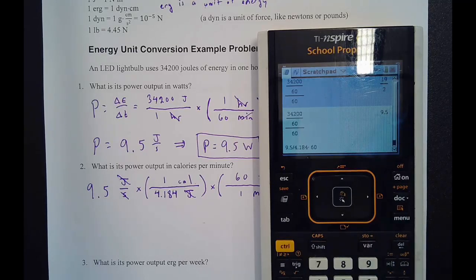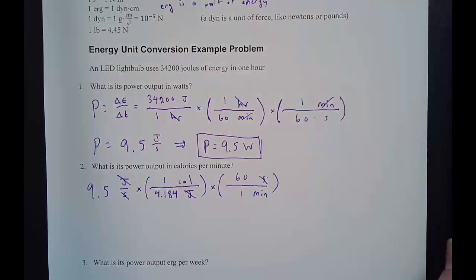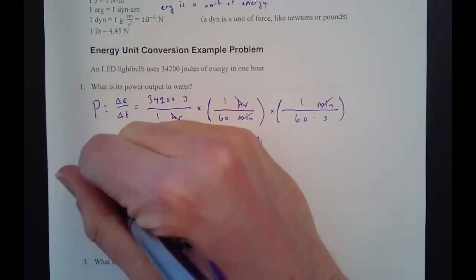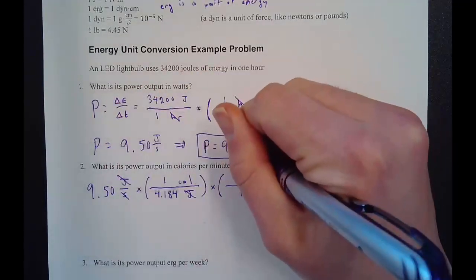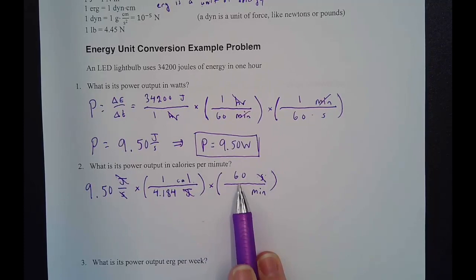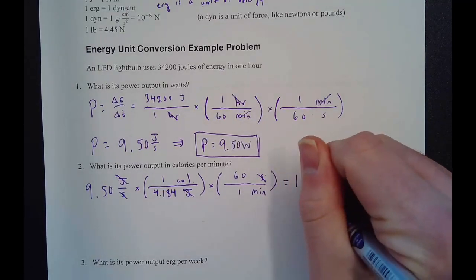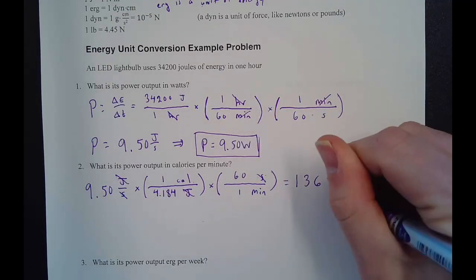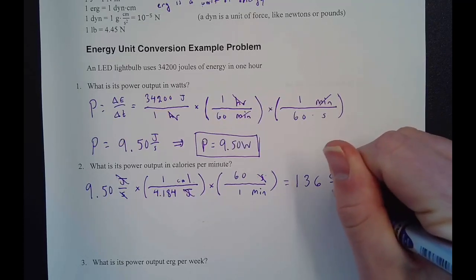And when I enter that into my calculator, I get 136.233. I had 3 sig figs before, so I really should be saying 9.50 on these. That is 3 sig figs. The 60 is infinitely precise, because it's exactly 60 seconds in a minute. And so I have 3 sig figs here. 136 is the number I want, and the units are calories per minute.